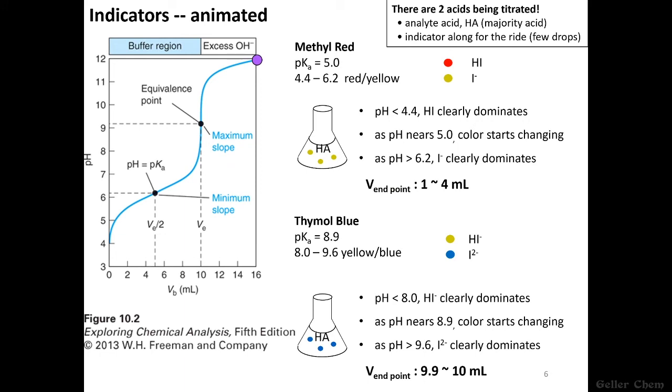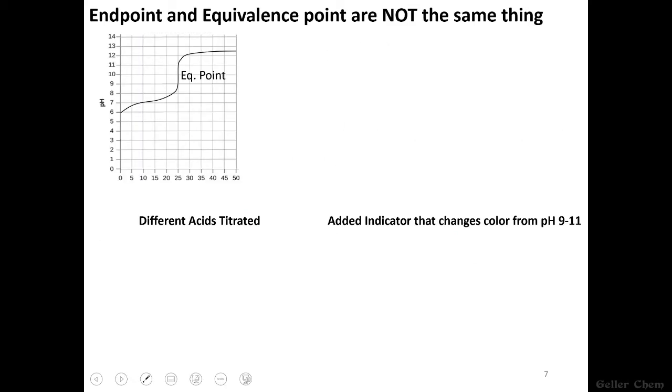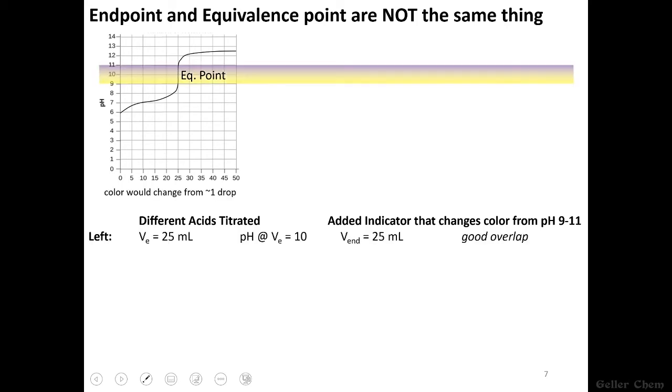Now, I really want you to understand this concept, the difference between an endpoint and equivalence point, because it's just such a giant misconception for most students, particularly when they learn about it in Gen Chem, and it's all new to them. So let's make sure we get it with one more slide and visual. So imagine we have some acid that in theory would give this curve upon being titrated with some strong base. And let's say that we add an indicator that changes color from pH 9 to 11, from, in this case, yellow to purple. Well, we can see from the titration curve that the equivalence point happens at 25 milliliters.